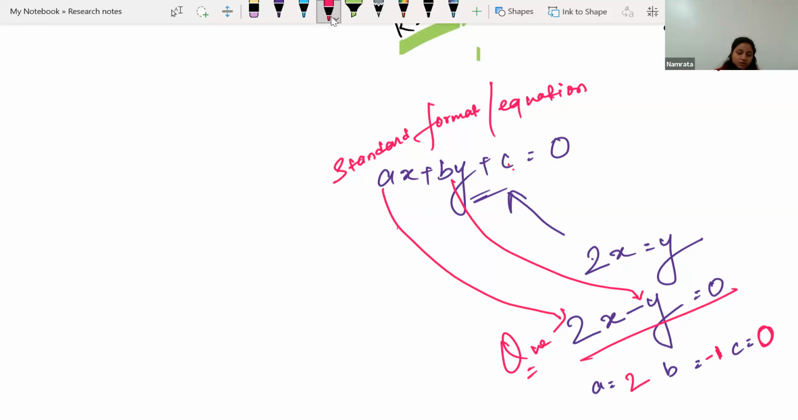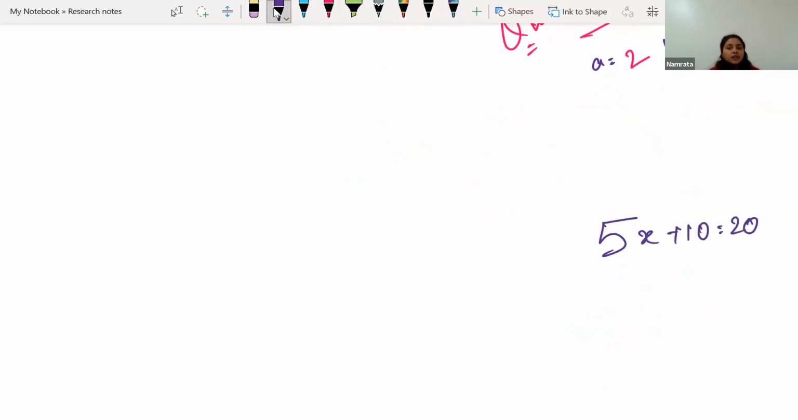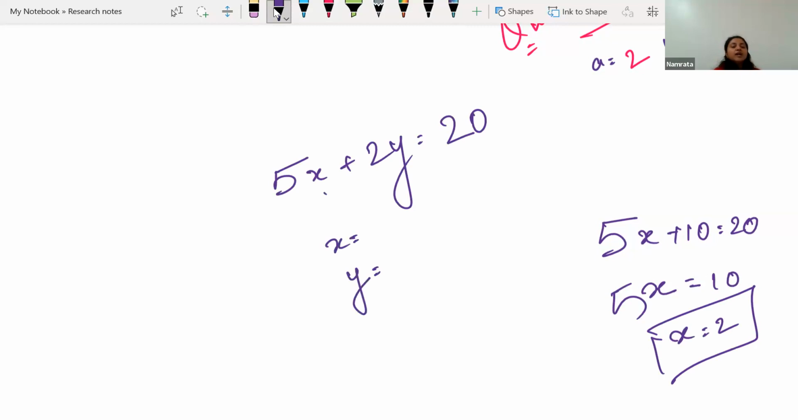Now the next one was the solution of a linear equation. As you know, when we have a linear equation like 5x plus 10 is equal to 20, then we will get one x value. That is 20 minus 10, which is 10, so x will be 2. Here we are getting one x value. When we have a linear equation in two variables, let's say 5x plus 2y is equal to 20, then here we will get one x value and one y value.